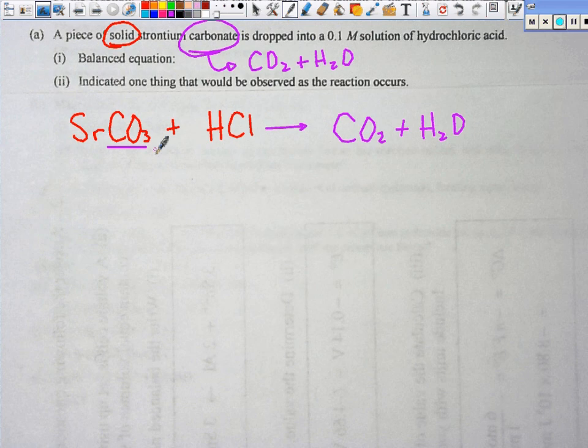Look, this H is going to go here, and this Sr is going to go there. They swap places. So what are you going to get on the other side? Very good, SrCl2.